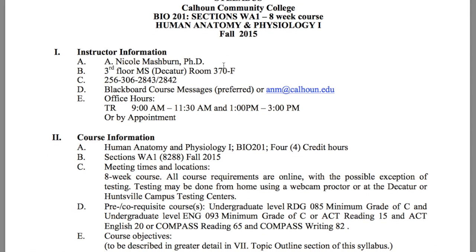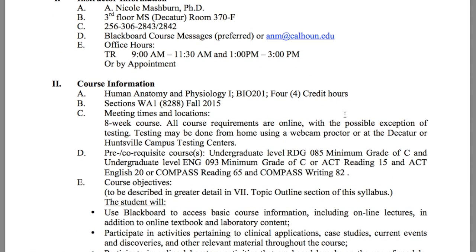Here's my information. It tells you my name, where you can find me, how to contact me, and what my office hours are. If I have office hours, you're welcome to just come by or call. If you need to make sure you see me, make an appointment, and I'll be sure to be here and meet you at a specific time. I also have Skype, and so we can do online virtual meetings as well during my regular office hours.